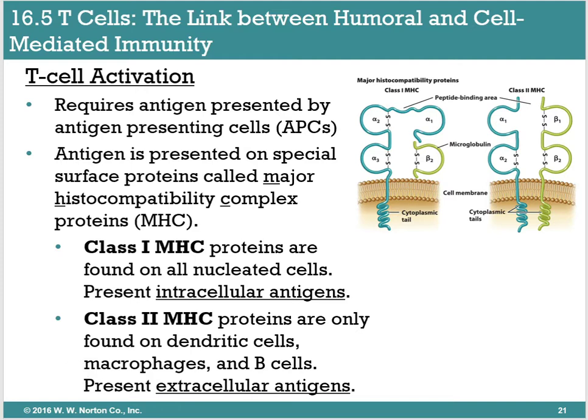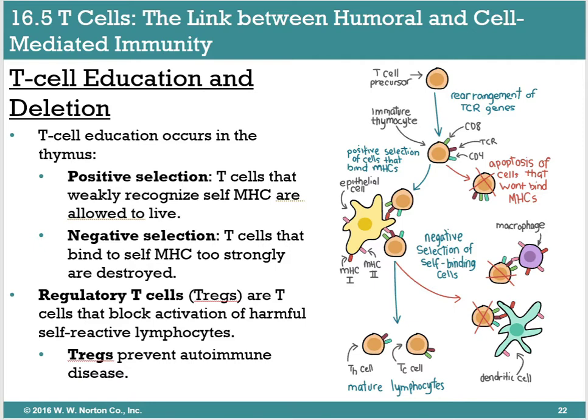Now with that, let's go ahead and talk about T cell education. So how do T cells become educated? Meaning, how do they determine what they are going to do with their life? So all T cell education happens in the thymus. We know that the thymus is an organ very, very important to our immune system. So the thymus is where all the T cells are learning what they need to do, and that's through two selections, a positive selection and a negative selection.